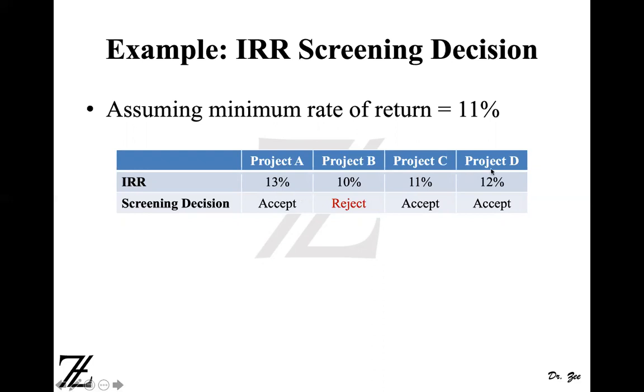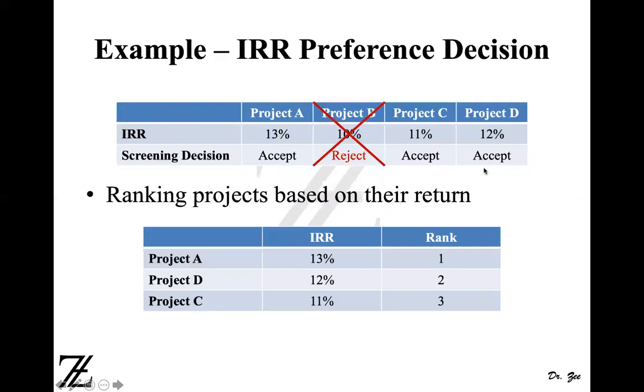So now you have project A, C, and D, and you have to rank those projects. So when you start ranking those projects, project A has the highest amount of IRR, 13%, then followed by project D, which is 12%, and project C has 11%. So ranking wise, project A is the first project you should invest in, followed by project D, and then project C, right? So if you have only limited funds and you can invest in only one project, then you invest in project A. If you still have more funds, then you can move to the next project, which is project D.